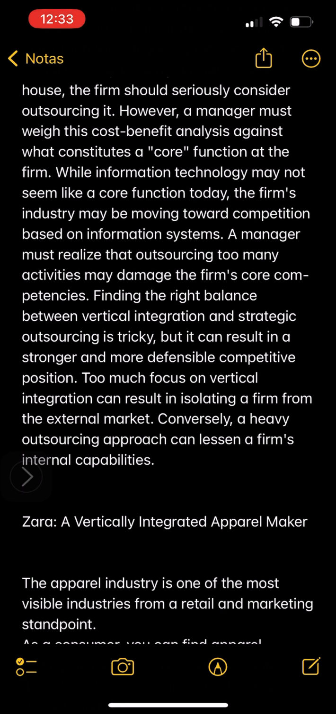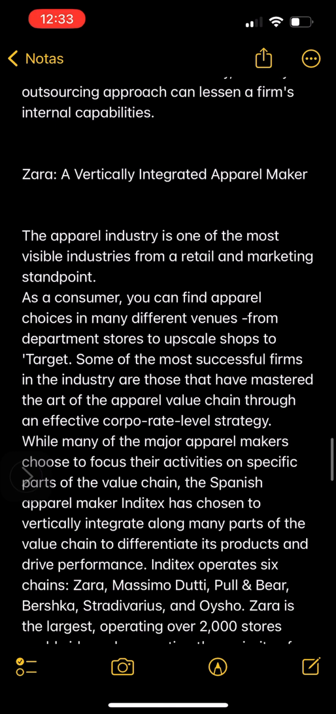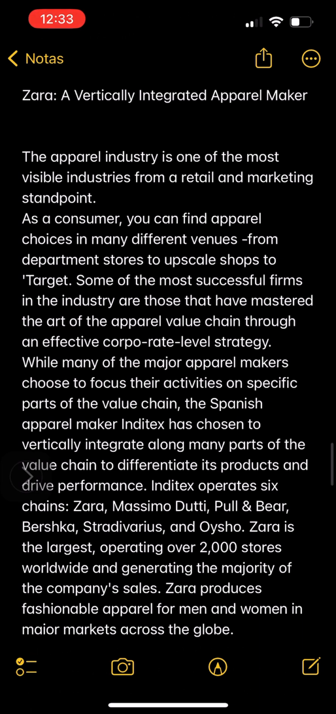Too much focus on vertical integration can result in isolating a firm from the external market. Conversely, a heavy outsourcing approach can lessen a firm's internal capabilities. Zara, a vertically integrated apparel maker. The apparel industry is one of the most visible industries from a retail and marketing standpoint. As a consumer, you can find apparel choices in many different venues, from department stores to upscale shops to Target.